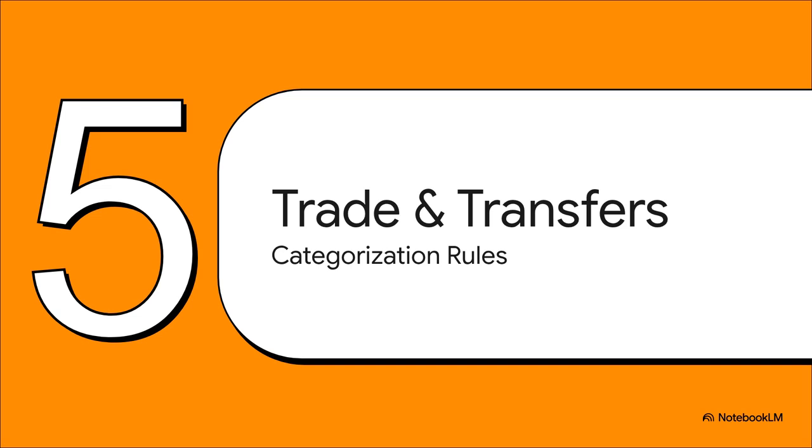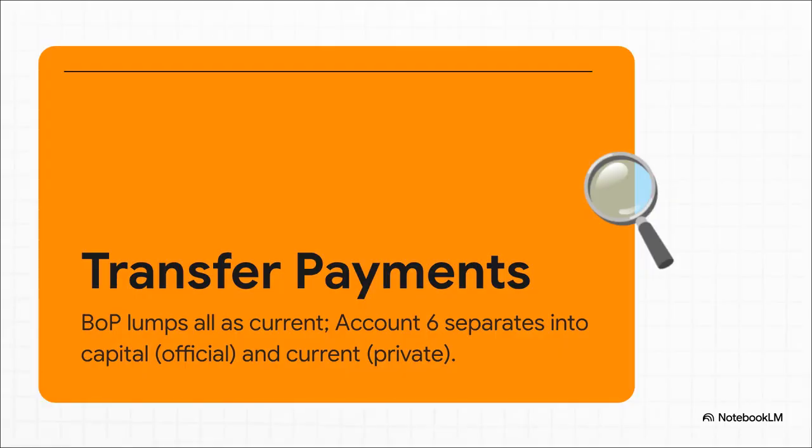That brings us to Section 5, Trade and Transfers, Categorization Rules. The crucial point here is understanding how specific types of trade and transfers get categorized under these two different sets of rules. Do not let the test trick you on this. Look at how transfer payments are handled. The balance of payments basically just lumps all transfers into the current account, merely labeling them as private or official. But Account 6 is way stricter. It classifies official government transfers from the BOP as capital transfers and private transfers as current transfers. So the BOP doesn't use the current versus capital criteria for transfers, but Account 6 absolutely does. Mark that down for sure.